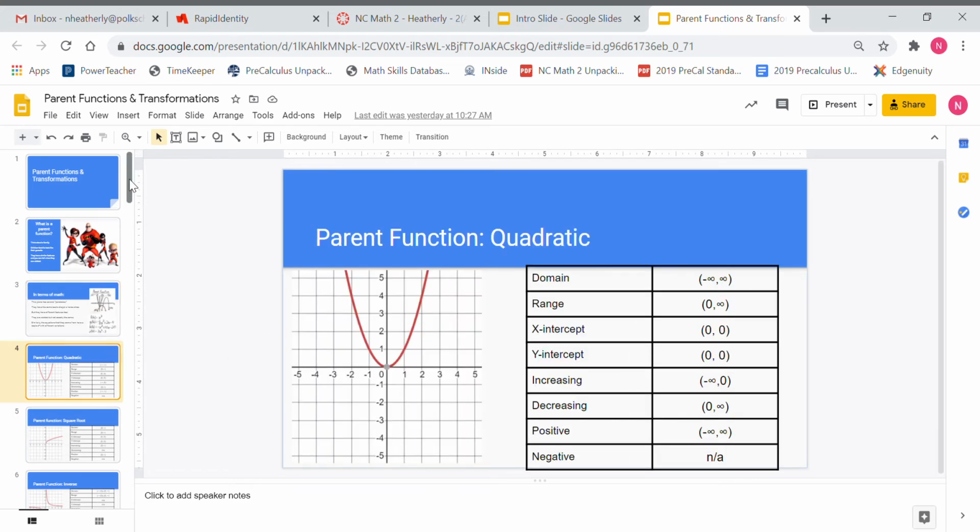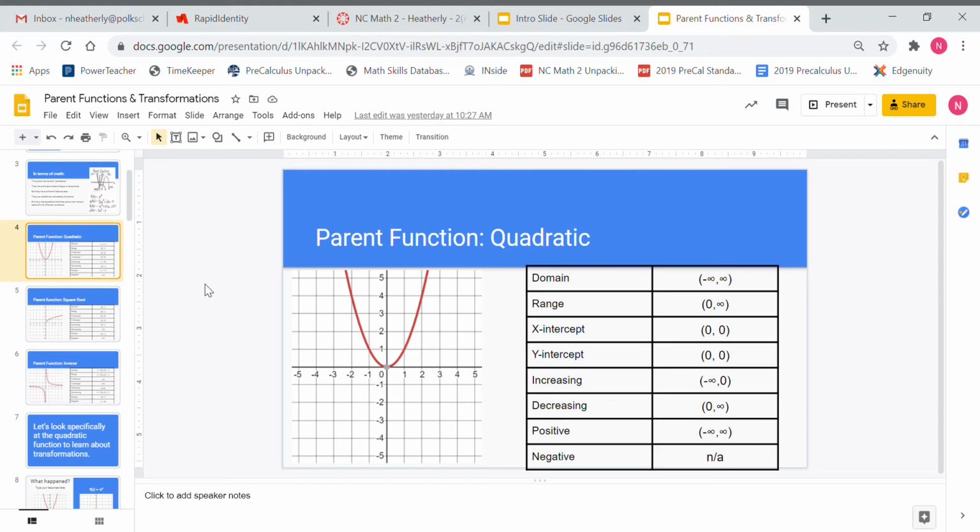So we're going to look at three parent functions primarily in Math 2, and the first one is a quadratic function. We've spent some time with parabolas so far, and so this is the parent function. This is the most basic that it could possibly get. It is x squared. And so you've got all of your characteristics that we've talked about so far over there. This end behavior would be up, up, so as x approaches negative infinity, f of x approaches positive infinity, and as x approaches positive infinity, f of x approaches positive infinity.